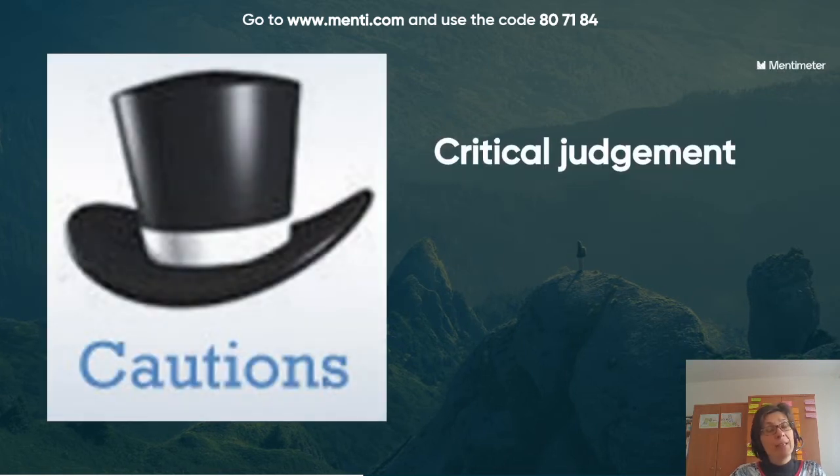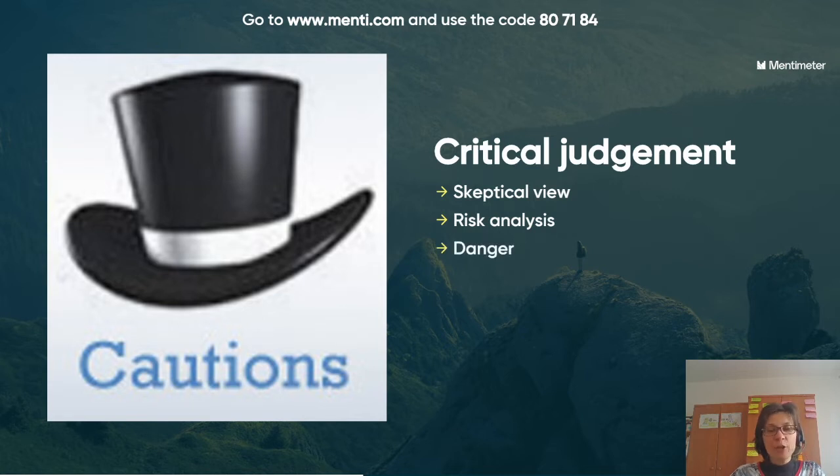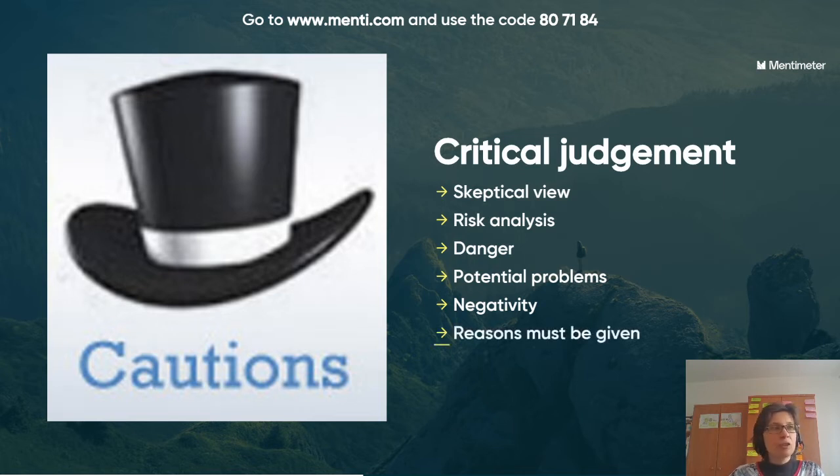And then we have arrived at the black hat, the cautions, critical judgment, a skeptical view, which has its own place in any meeting, any conversation, any discussion, because risks might be there and somebody needs to analyze them. Danger might be there and you need to recognize it. Potential problems or negativity, why not? It is very important to have this one as well, but it may not be without giving the reasons. So it might need some reasoning as well.